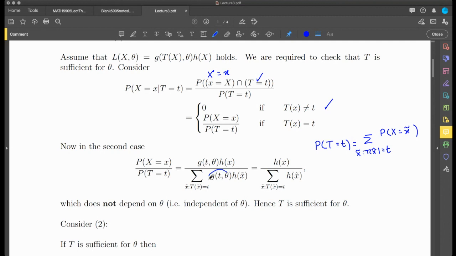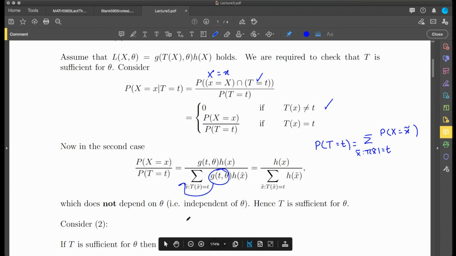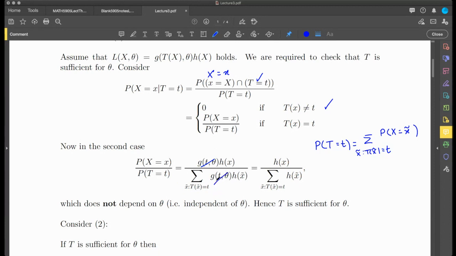Now we get some cancellation. This is a constant, so it can actually come out in front of the summation, right? Or it just cancels with the one on top. It's just a constant with respect to x tilde. It doesn't depend on x tilde. It just depends on the value t, which is constant in this case. And so the g's cancel, and so now we get this ratio here of h(x), and then this summation over x tildes of h(x).